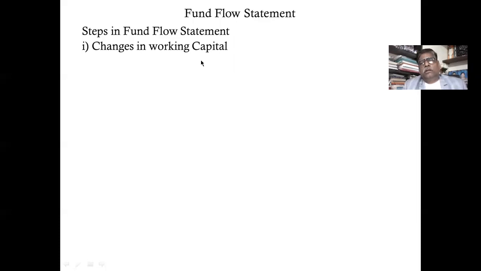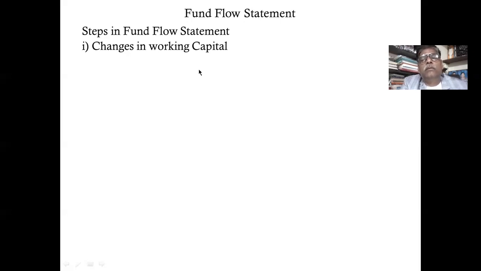Okay, you already studied in the ratio analysis what is working capital, net working capital, gross working capital, and how to calculate working capital. So simply I'll tell you, working capital is based on current assets and current liabilities. On the basis of current assets and current liabilities, you have to calculate the net working capital. And thereafter, you have to know the change in the working capital.